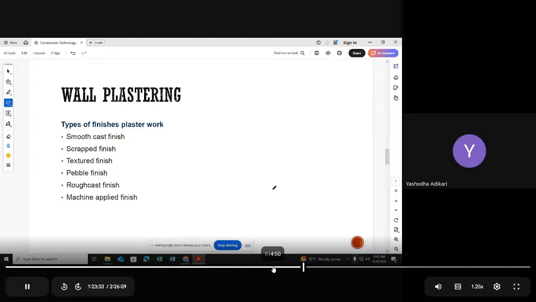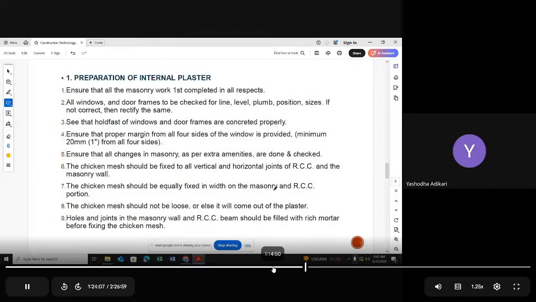There are some plastering types, right? Smooth cast finish, pebble finish, rough finish, machine applied finish. Likewise, different kinds of wall finishes are there. Those are the plastering finishing types. The smooth finish is what you see inside your houses, right? And outside your house, you can see the rough finish most of the time, right? Likewise, the wall finishing types are there.